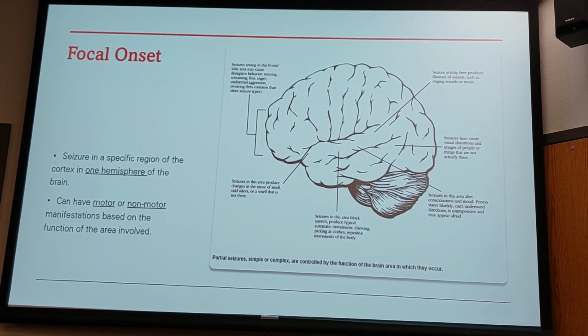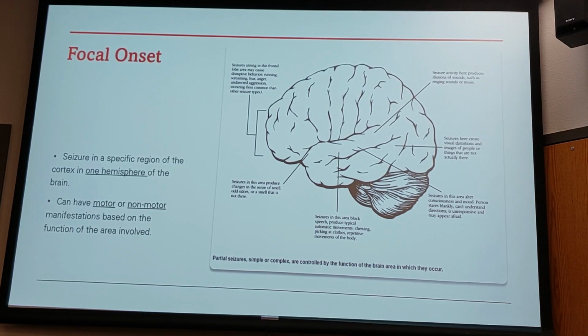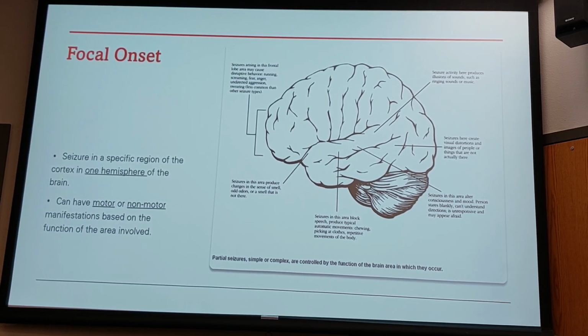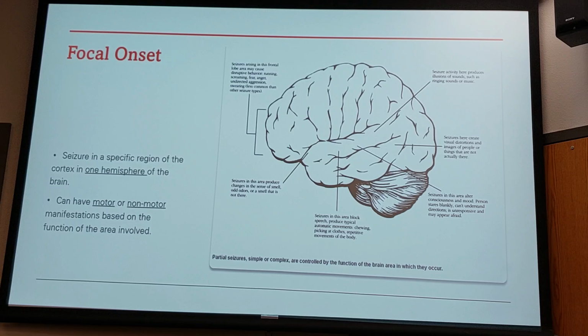Phrenology or something like that, where they study the bumps. Now we actually know what happens in the different lobes. So you've got your occipital, which is a visual disturbance, images of people or things that are not there. You've got your temporal, seizures in this area block speech, produce typical automatic movements, chewing, picking at clothes. So if they've got some kind of lesion or damage to a specific part of their brain, their seizure symptoms are going to have those types of movements with it.